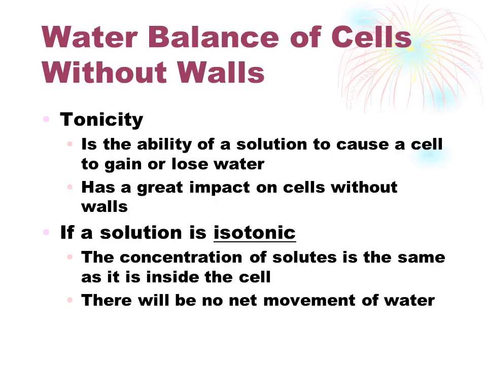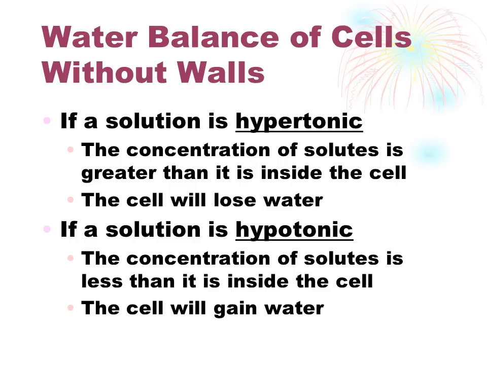So down here it says if a solution is isotonic, the concentration of solutes is the same as it is inside the cell. So what that means is that if I'm talking about a cell and I'm in an isotonic solution, let's say we're talking about salt. If I have 10 salt molecules on the inside of my cell and I'm in an isotonic solution, I'm going to have 10 salt molecules on the outside of my cell. They're going to be evenly distributed, and there's not going to be any net movement of water.